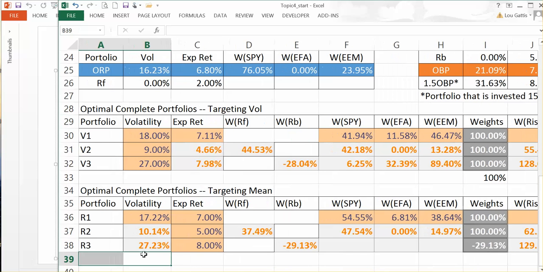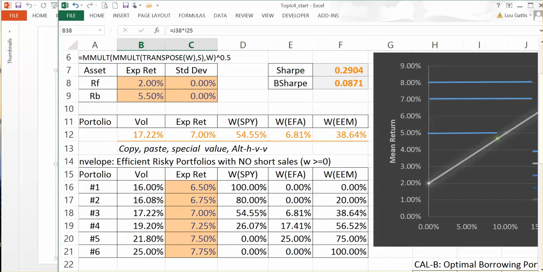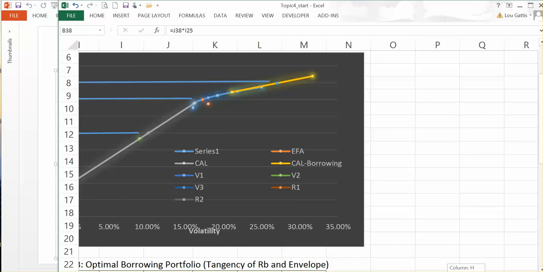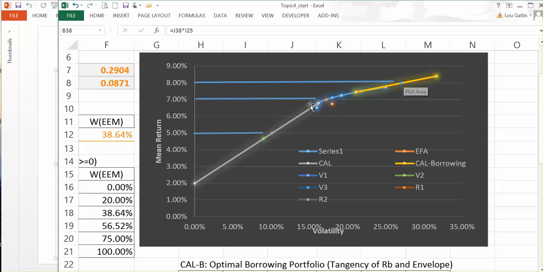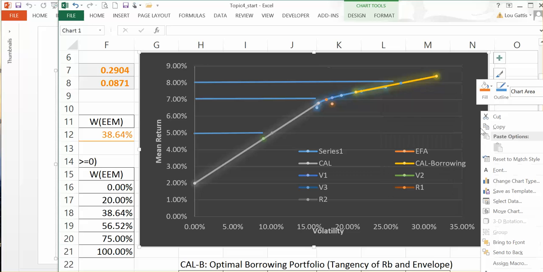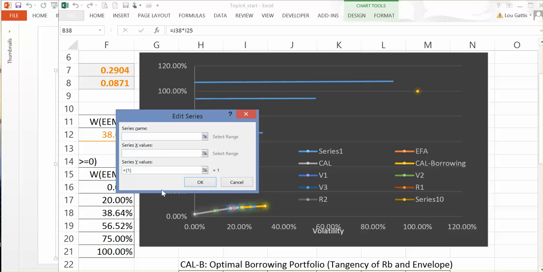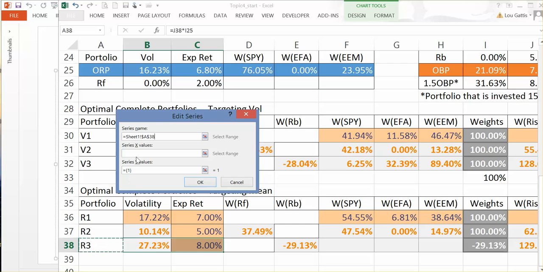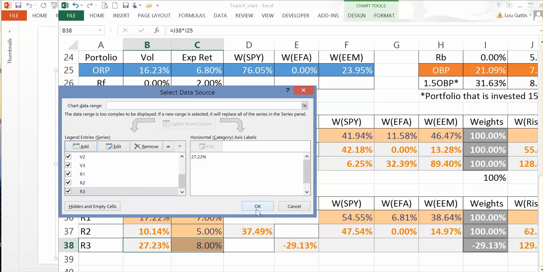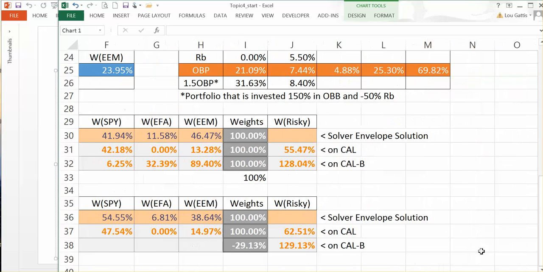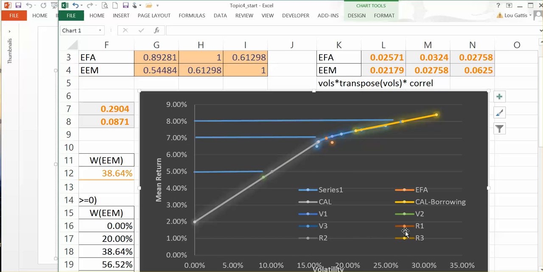Before I go any further, I want to make sure I did it right by graphing this and seeing if it's on that line segment. So hopefully it shows up right here. So right click, select data, add, R3 with that volatility and that mean, and hopefully we'll see it right here. And there it is. It's in yellow, so it's kind of hard to see, but it's right on that line.